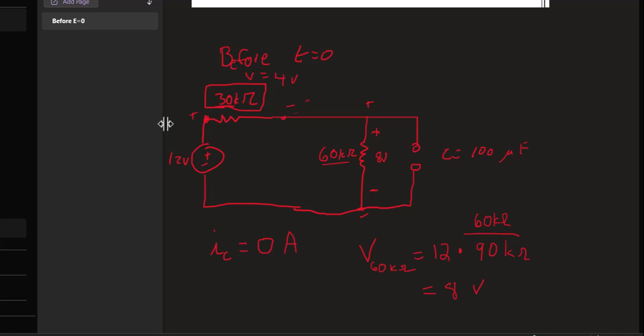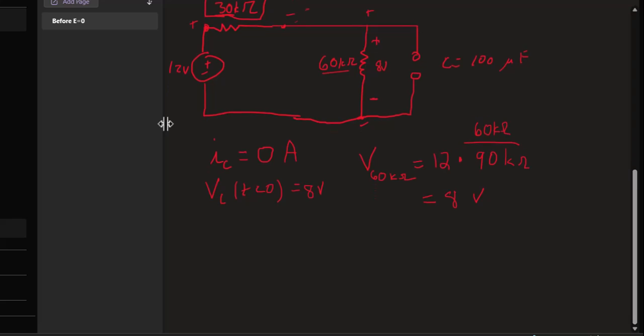So that tells me, since the capacitor is in parallel with this resistor, I know the voltage of the capacitor for t less than 0 has to be 8 volts. But that means that I also know that the voltage on the capacitor at t equals 0 has to be 8 volts because it can't change instantaneously. Okay, are there any questions on that so far?